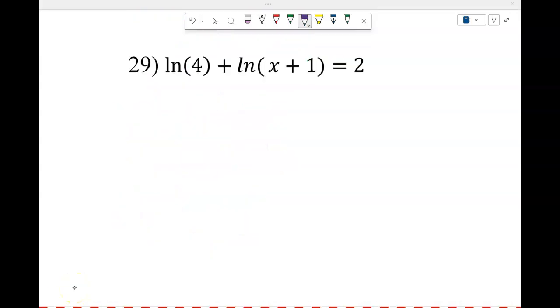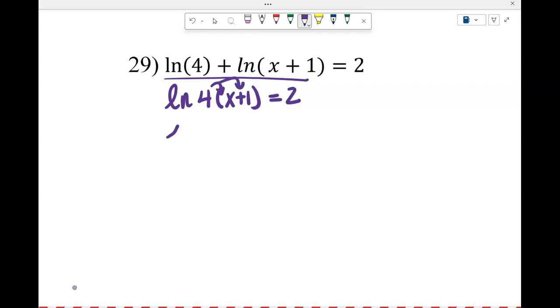All right, 29. Very similar, except this time we have natural log. Natural log of 4 plus natural log of x plus 1 equals 2. So we are going to use the product rule to condense these two natural logs because we have an addition. So ln of 4 times x plus 1 equals 2. Let's distribute this out really quickly. Natural log of 4x plus 4 equals 2.